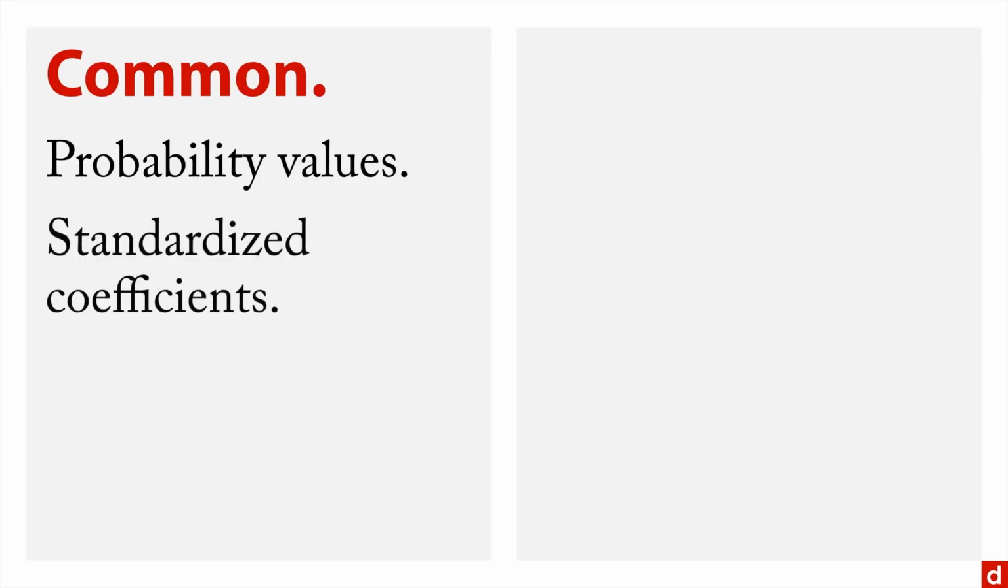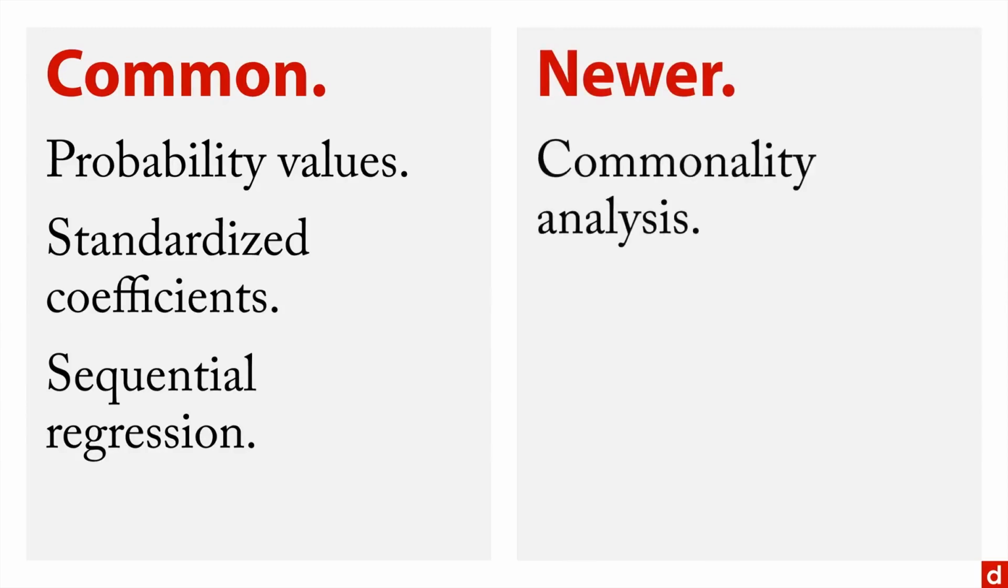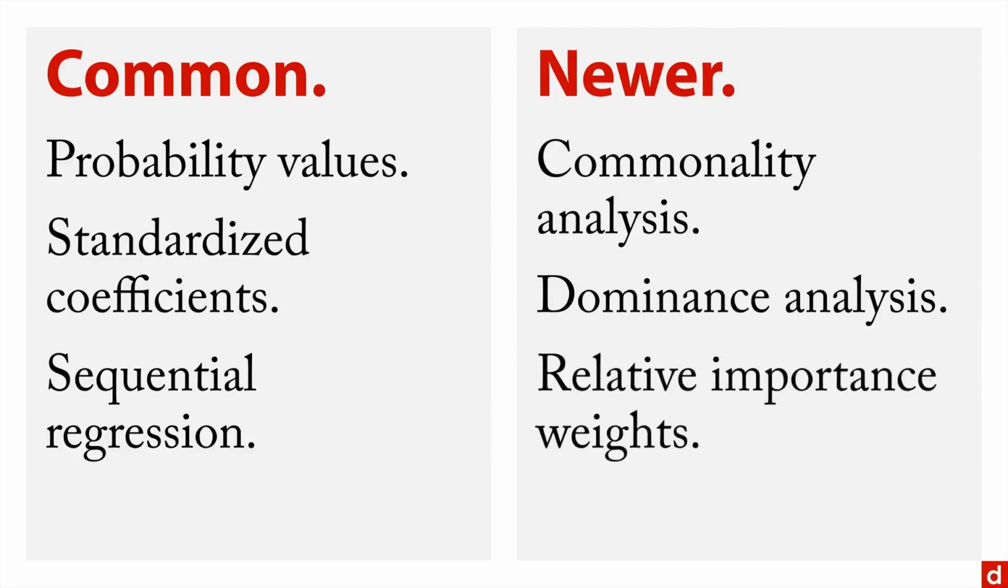Now, there are a few ways of dealing with this. Some of these are pretty common. For instance, there's the practice of looking at probability values in regression equations. There are standardized coefficients, and there are variations on sequential regression. There are also newer procedures for dealing with the disentanglement of the association between the predictors. There's something called commonality analysis, there's dominance analysis, and there are relative importance weights. Of course, there are many other choices in both the common and the newer, but these are a few that are worth taking a special look at.